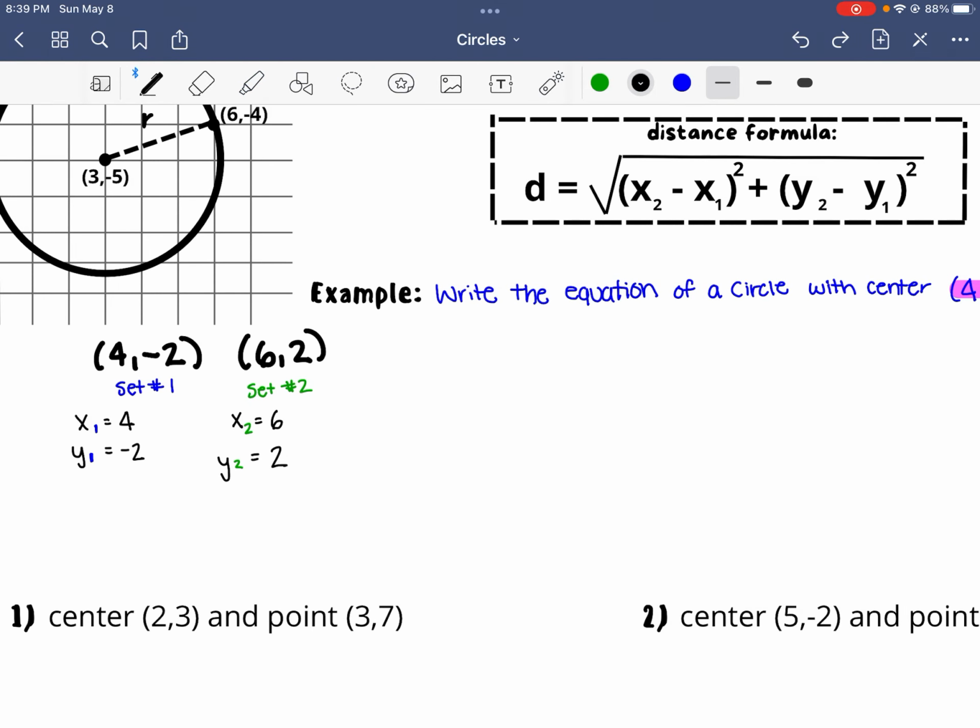So I have d equals, oh, let me write this a little higher. d equals the square root. So now I have x2. Oh, x2 is 6. It's this one right here. Minus x1. Oh, it's this one now. So minus 4. I close the parenthesis and then I square it. Plus my y value of my second set. So it's going to be 2.